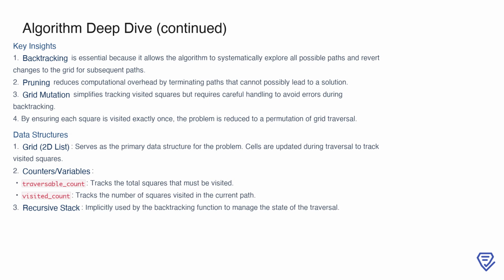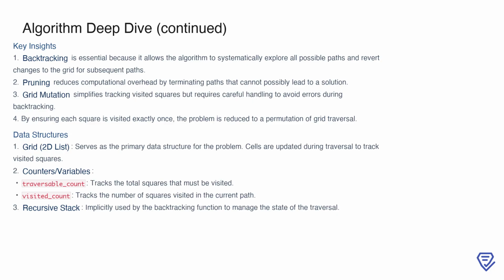Now, let's consider the data structures used. The grid itself, represented as a 2D list, is the primary structure for tracking the state of the problem. We also use counters, such as traversable_count for the total number of squares to be visited and visited_count for the number of squares visited in the current path. Finally, the recursive stack, which is implicitly managed by the function calls, tracks the state of each traversal step, making backtracking possible.